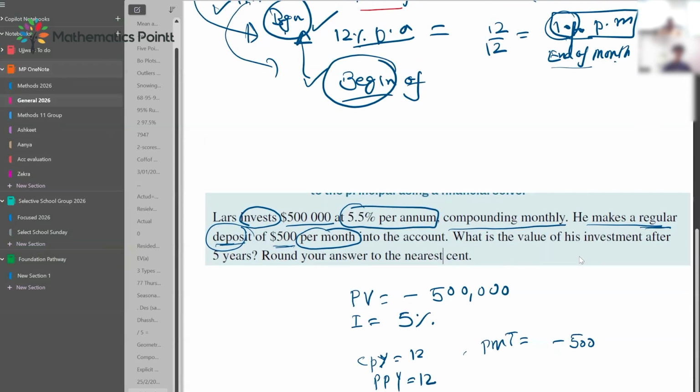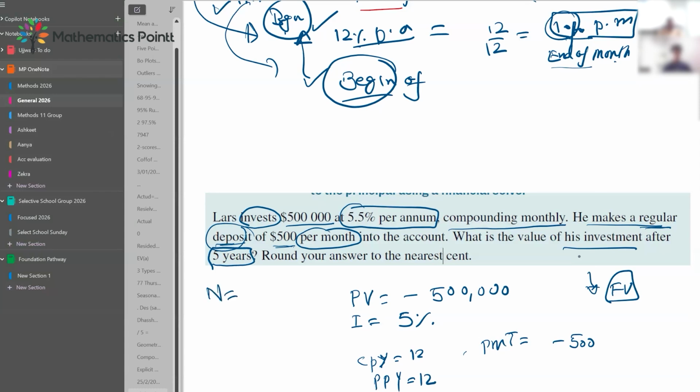What is the value of his investment? So that means we are after an FV value, future value. I don't need to do anything at FV at this point in time. Don't touch it. You still have one more value to fill in, the N, for 5 years. So N is 5 years, but he's making monthly payments. So 12 times 5, make N equals to 60. Now all the rows are filled. FV is blank. Go to FV and press enter. And you see what you get.